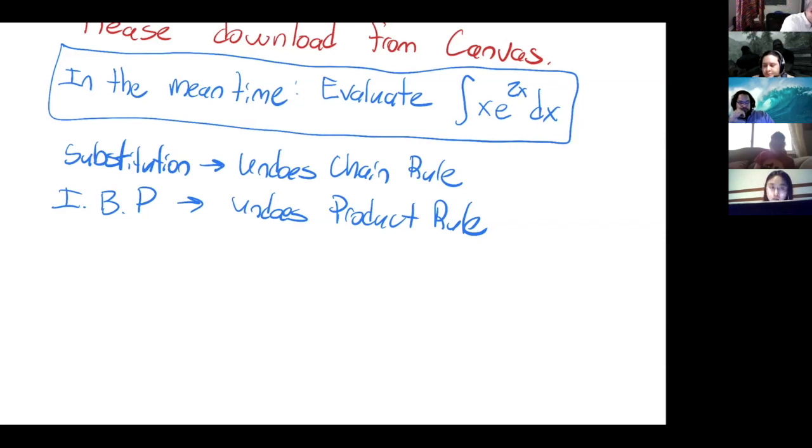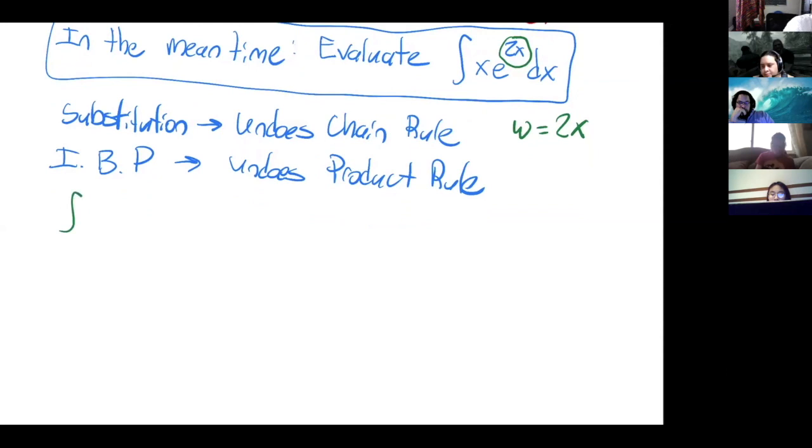If we're trying to do substitution here, probably what you might try is let u equal the power of the exponent. When we identify w or u or whatever it might be, we're trying to identify the inside function of the original function. So it makes sense that we would look inside the exponential and say 2x seems like an inside function. Let me see what happens if I try this. I would have x e to the u dx. I called it w, so I'll put a w here. I would replace the 2x with w.